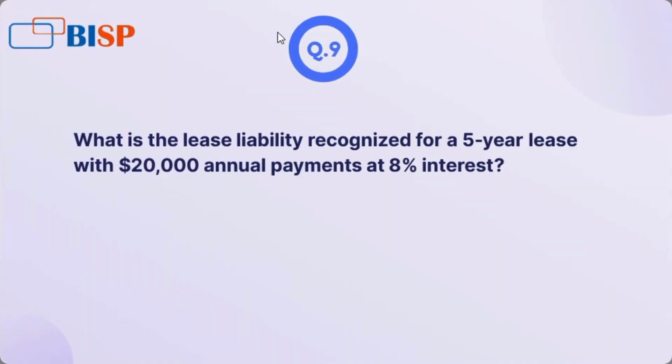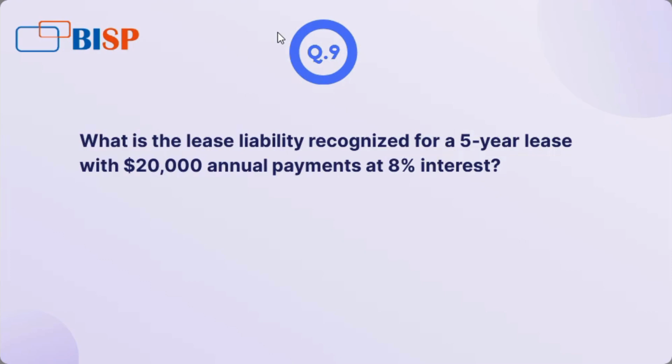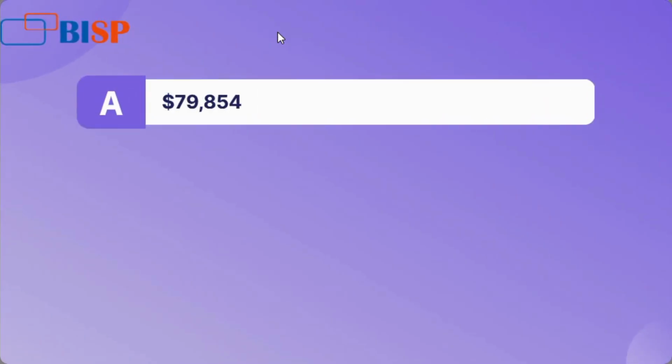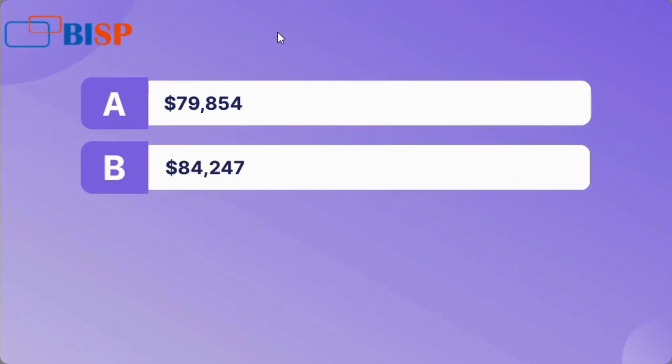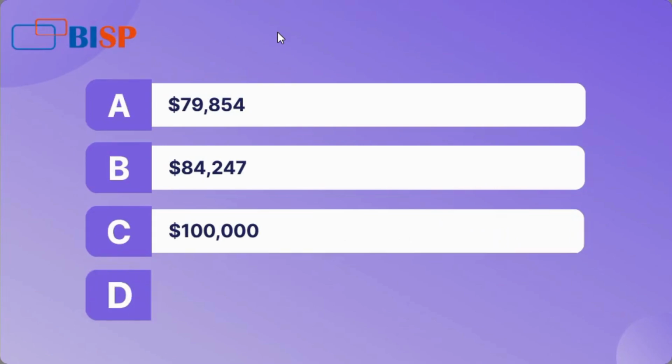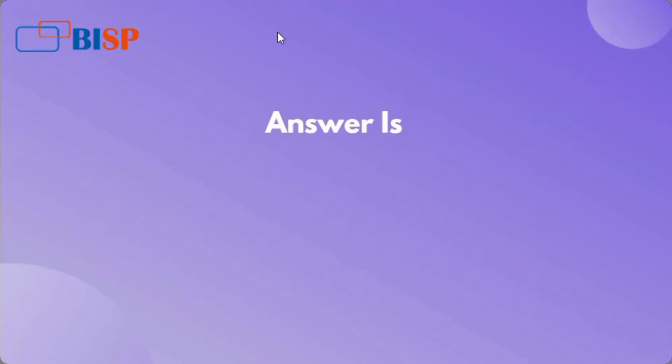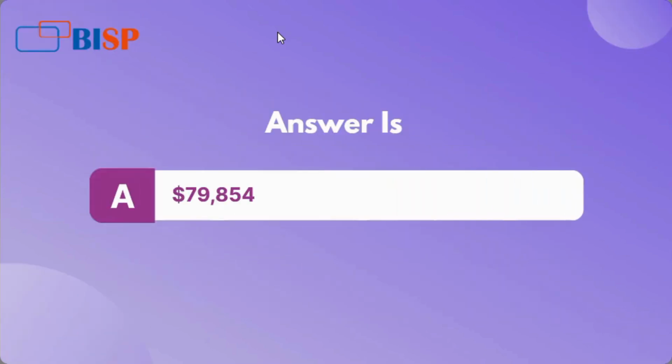What is the lease liability recognized for a 5-year lease with $20,000 annual payments at 8% interest? A. $79,854. B. $84,247. C. $100,000. D. Not applicable. Answer is A. $79,854.